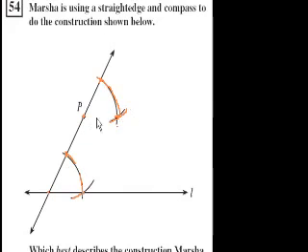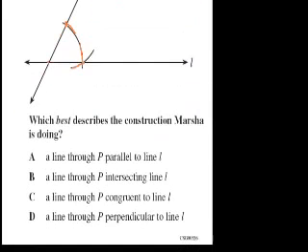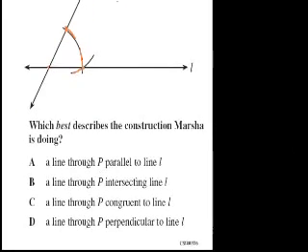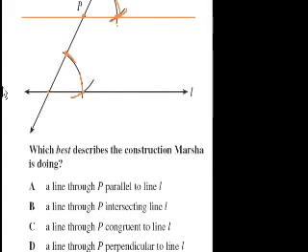So if she were to draw another line between these 2 points, if it looks something like that, then she would have parallel lines. And the reason why she would have parallel lines is because these would be corresponding angles, and they would be congruent. And so if you have a transversal, the corresponding angles are congruent, you're dealing with parallel lines. So my read of this question is that she's probably trying to draw a line that is parallel to L. A line through P parallel to line L. Yeah, that's what I think she's trying to do.